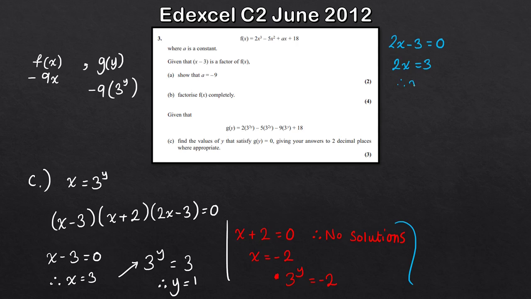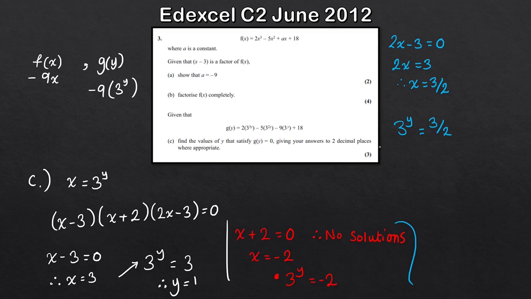And therefore, x is equal to 3 over 2. So if x is equal to 3 over 2, all we do then is we take x equals 3 to the y, and we set that equal to 3 over 2 there. Okay, so 3 over 2. And this turns into a problem now of logarithms. And there's two ways of doing this. If you're familiar with the natural logarithm, then you can work this out in a rather straightforward way.